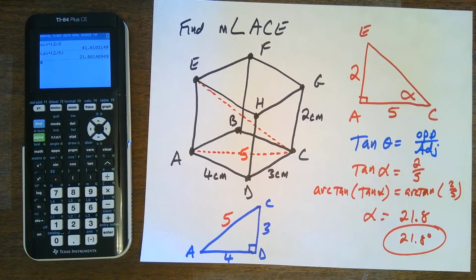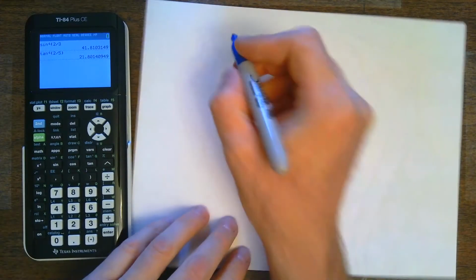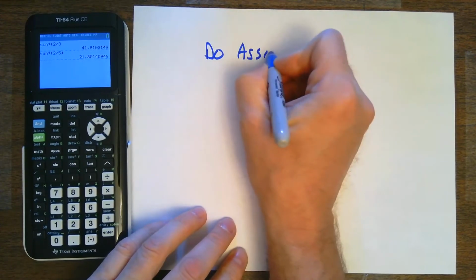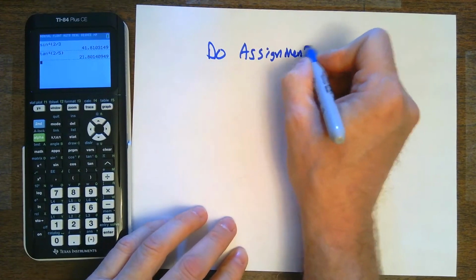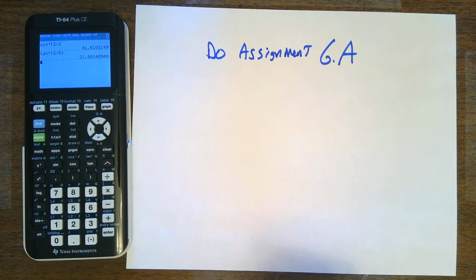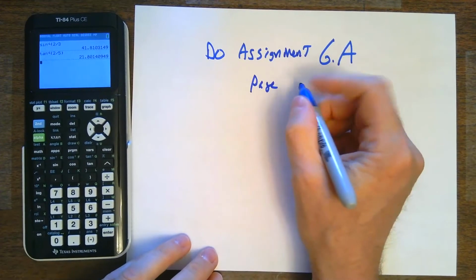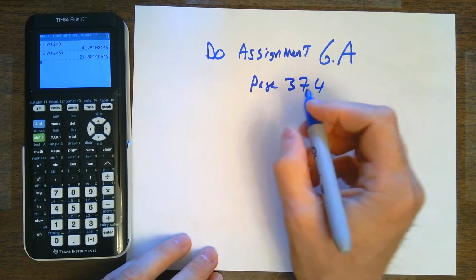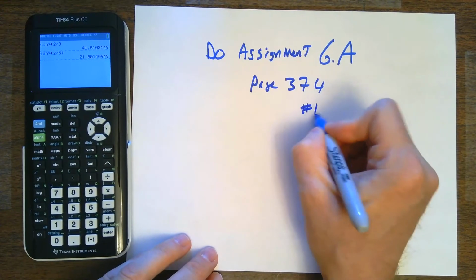So 3 dimensions is going to be a little bit new, a little bit of getting used to, working with it. The homework, there's going to be a lot of just cranking through using the new formulas to find pieces, a couple of word problems in there, another problem very similar to this. So the assignment that I want you to do right now is assignment 6.1A, which is on page 374. I want you to do problems numbers 1 through 7.